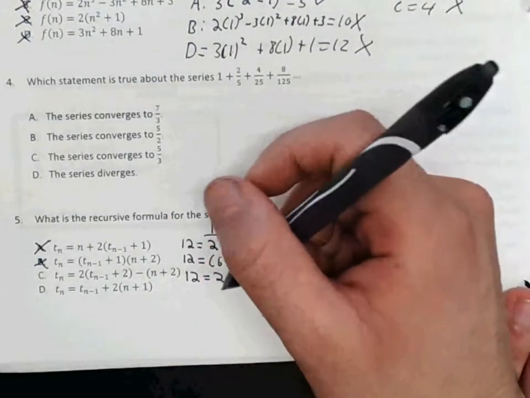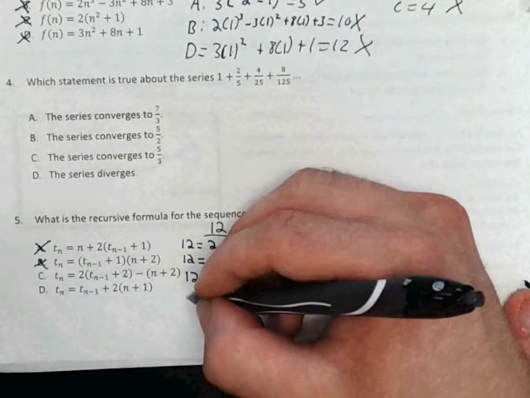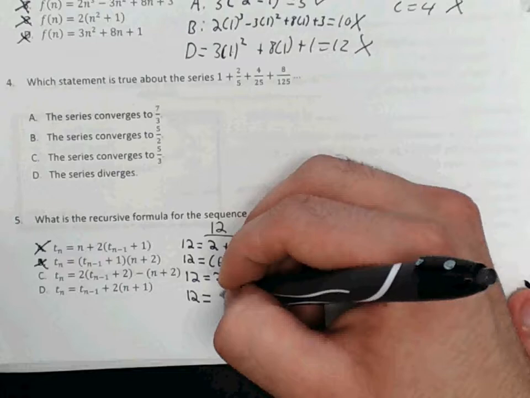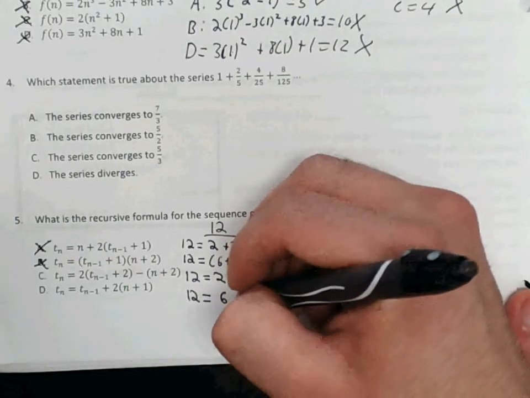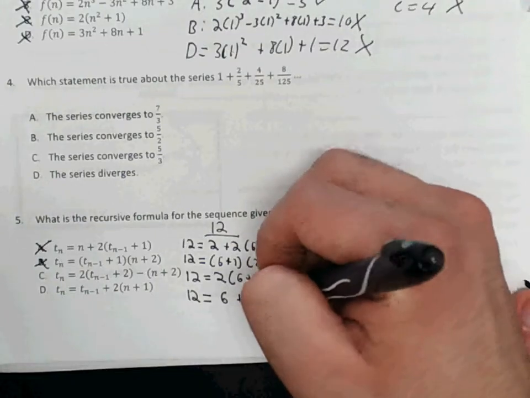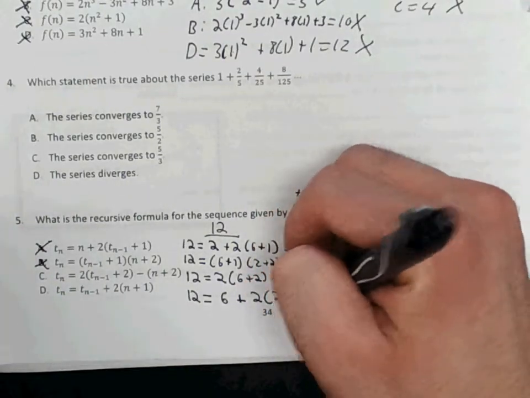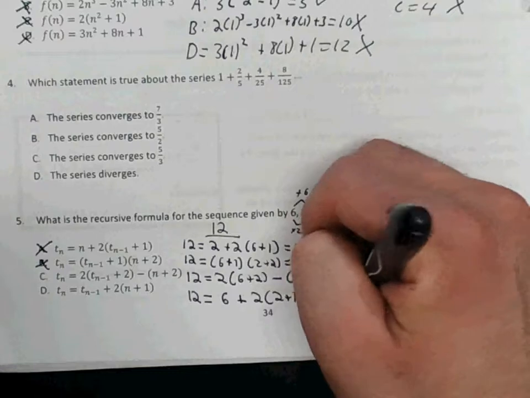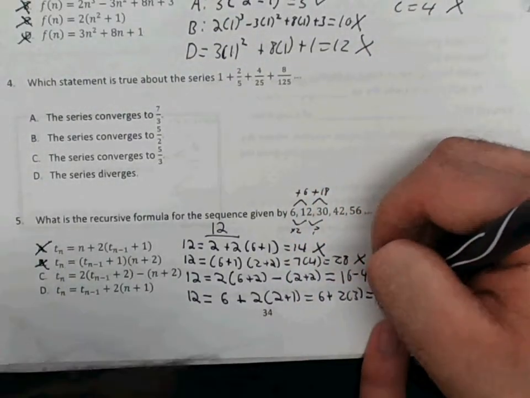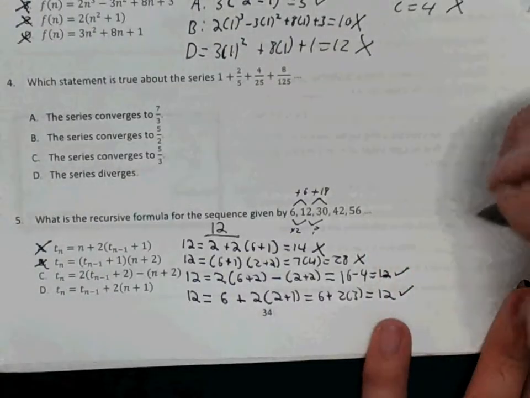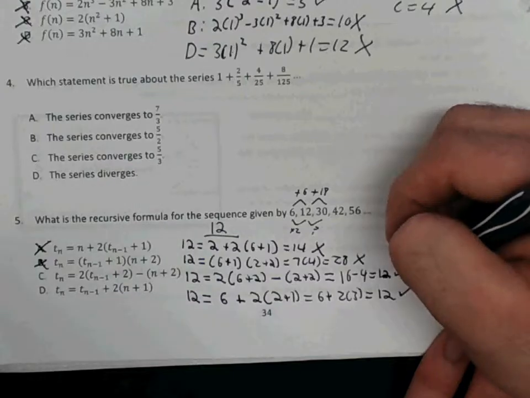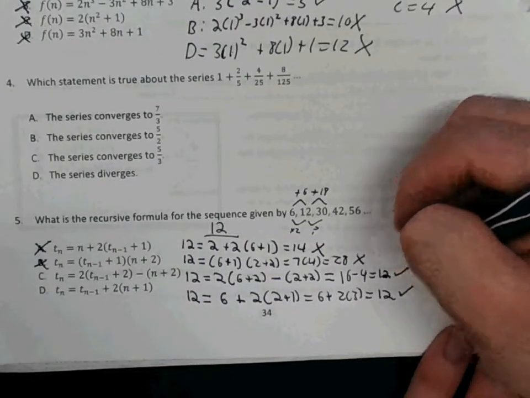Potential. And then let's look at D. Is 12 equal to Tn minus 1, 6 plus 2 times, it's the second term, plus 1. So that's equal to 6 plus 2 times 3, which is 6. So 6 plus 6 is 12. So both C and D are still in the running for being correct answer choices after we've evaluated each once. Now, let's evaluate for 30.